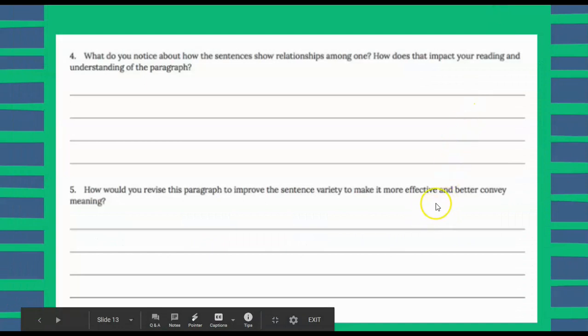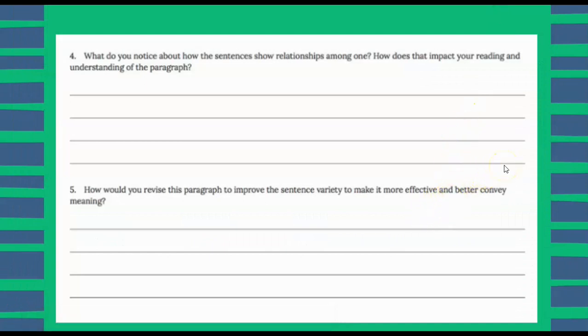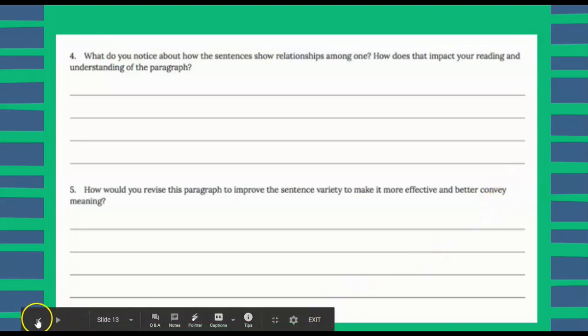Now in the very last portion, which is going to be the back of Handout 21B, varying sentences, you're going to notice 2 more questions. These are the questions that I would like you to go ahead and practice on your own. Make sure that you write in complete sentences and end, of course, with punctuation.